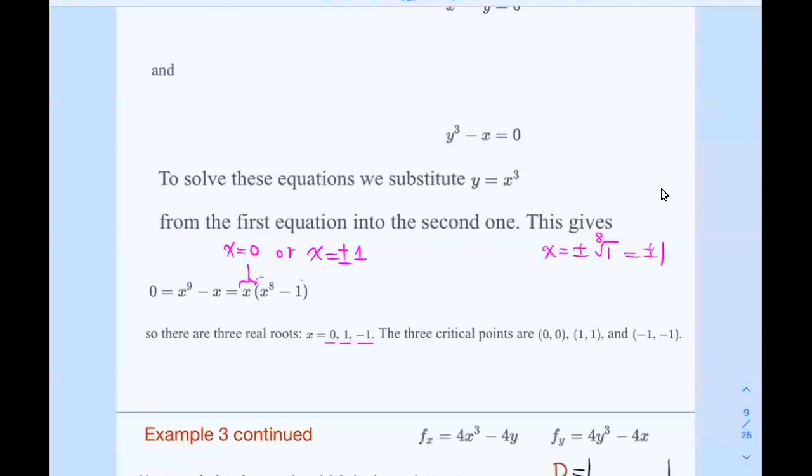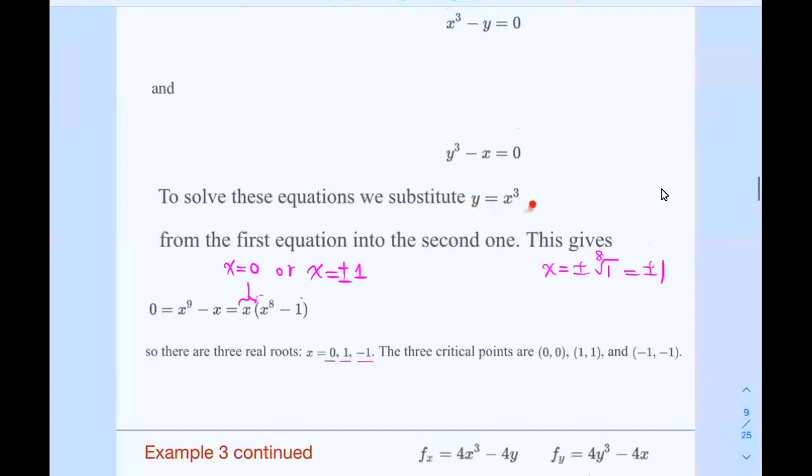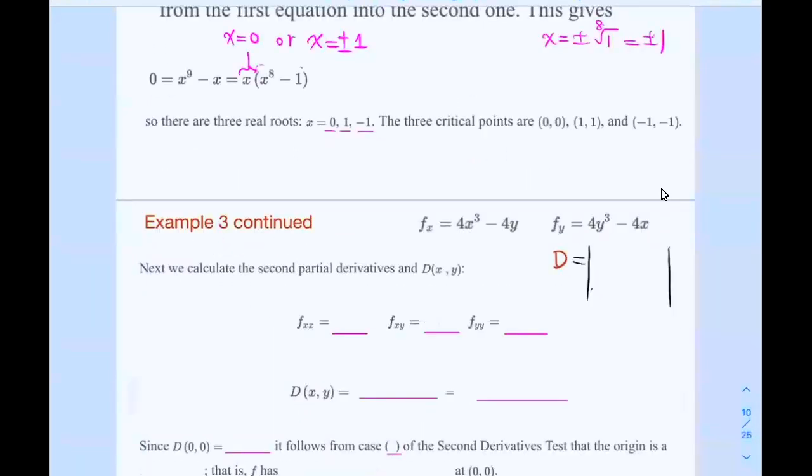So we should have 3 critical points. The 3 corresponding critical points come from putting x equal to 0, 1, and -1 into y equal to x cubed to find the corresponding y values. Those are the critical points. So we found those critical points. Now, let's use the second derivative test. We have to take the second partial derivatives.